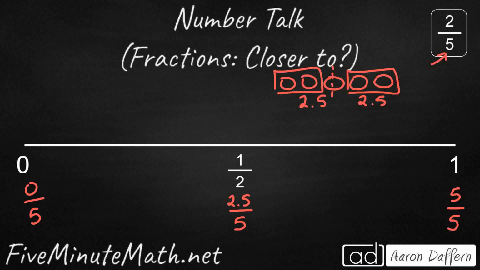Okay? Now, where would my 2/5 go? So my 2/5 is really going to be 2.0 if I want to compare. And 2.0 is going to be just a hair below this 2.5. So I'm thinking it's going to be, first off, not closer to 1. It's going to be between the 0 and that 1/2. And I really think it's going to be close to 1/2, but how can we know for sure?